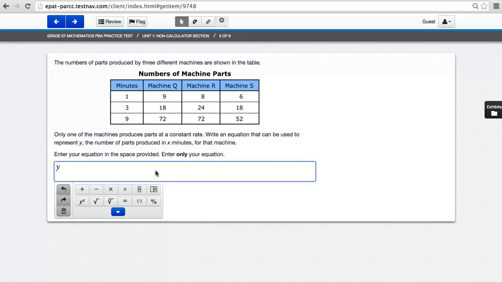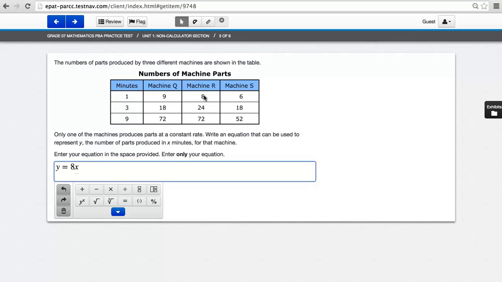Why is the answer y is equal to 8x? Well, if you look at this, there's two ways of solving for this. You could solve for the rate of change for each of these, like 1 and 9, 3 and 18, 9 and 72. Or you can look at the idea of constant rate and see, if the constant rate was y is equal to 9x, then 1 times 9 gets you 9. But 3 times 9 should get you 27, and 9 times 9 should get you 81. So machine Q doesn't work.